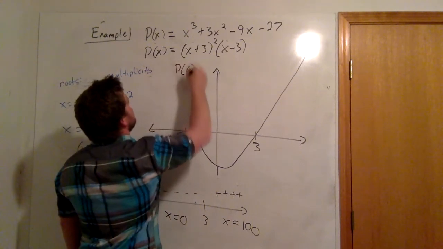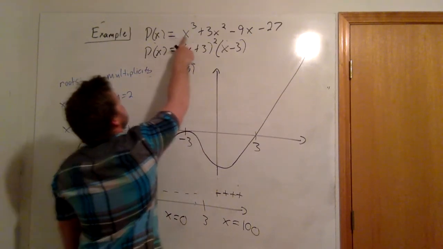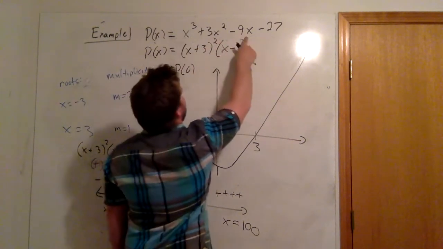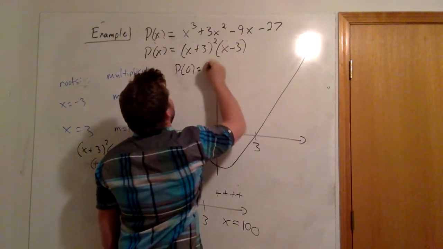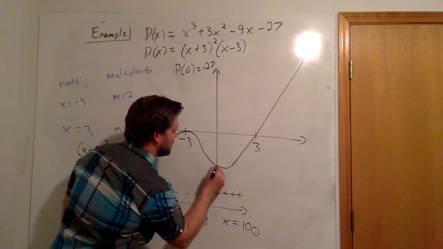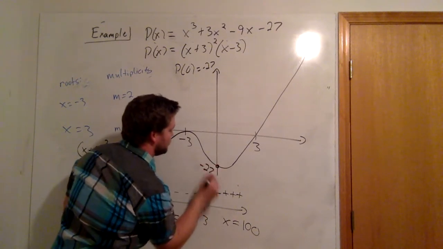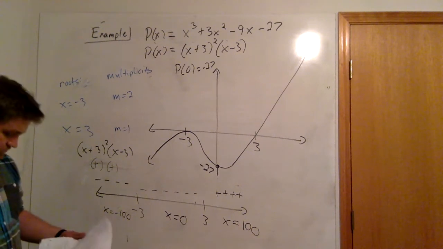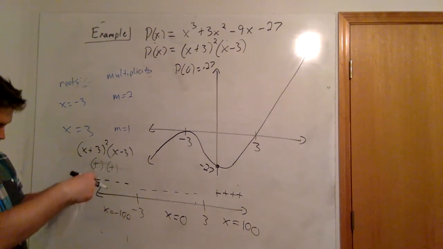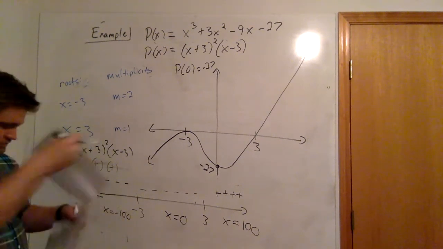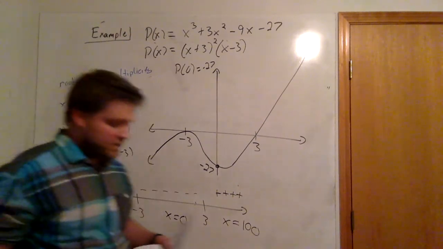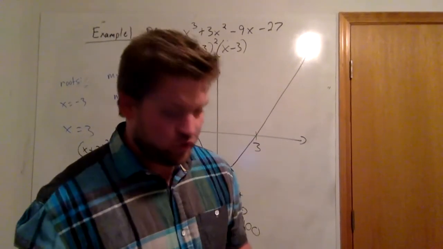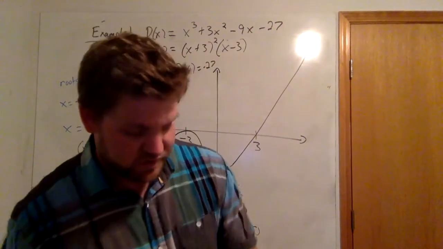If I plug in 0, let's look at this form of it. This will get zeroed out, that'll get zeroed out, that'll get zeroed out. I'll be left with negative 27, so I know it crosses the y-axis at negative 27. And there's the graph of the polynomial. Okay, let's do an example if we're trying to graph something that's already factored.